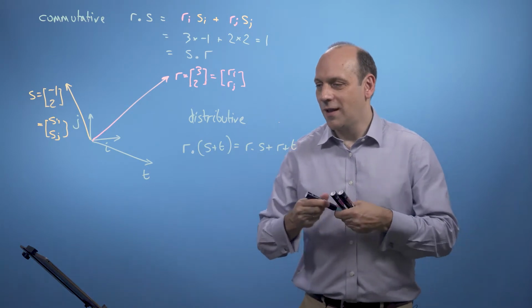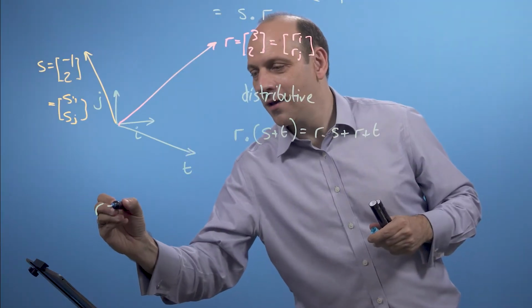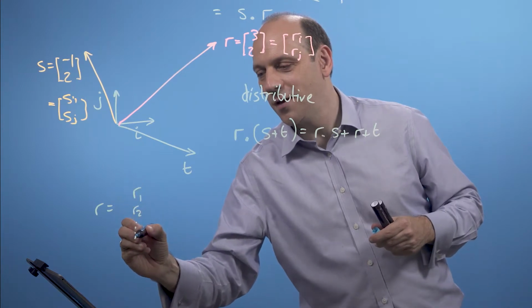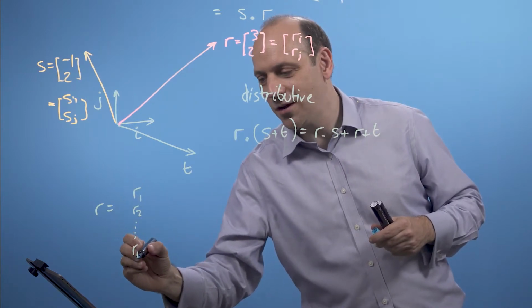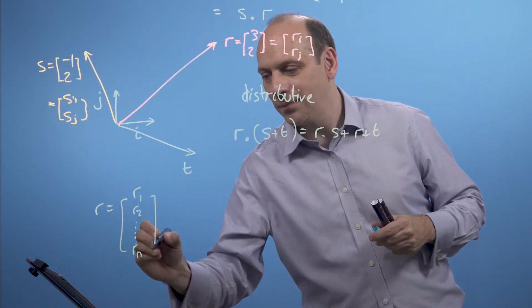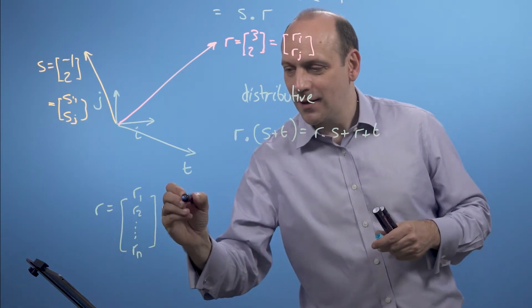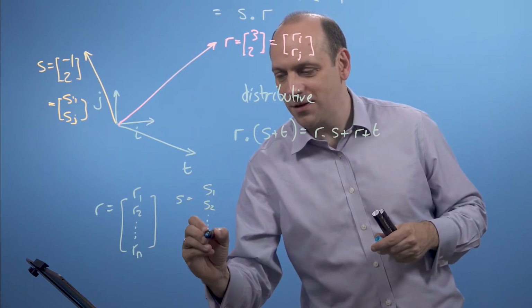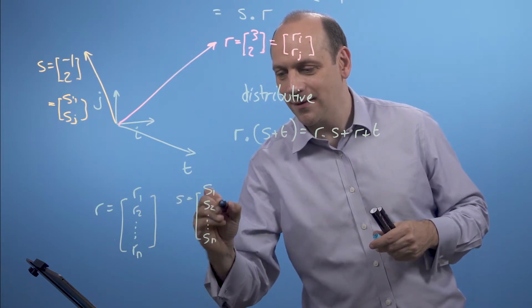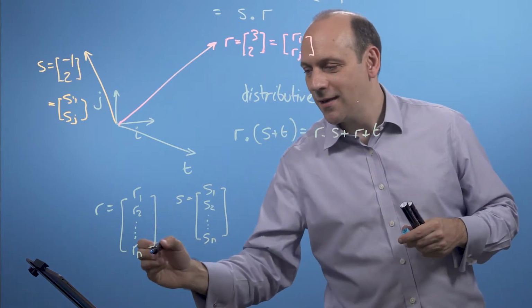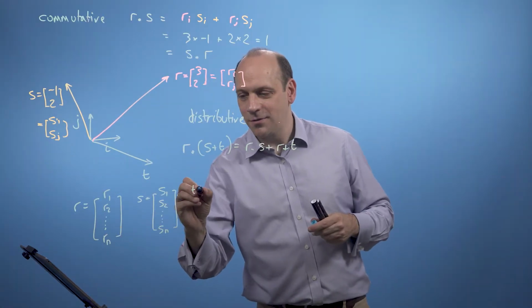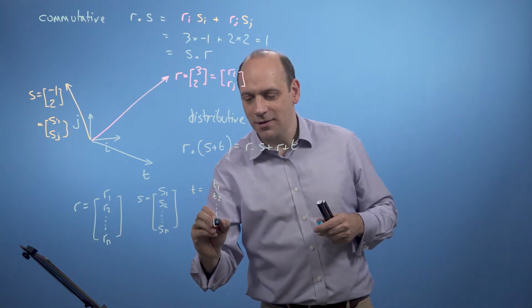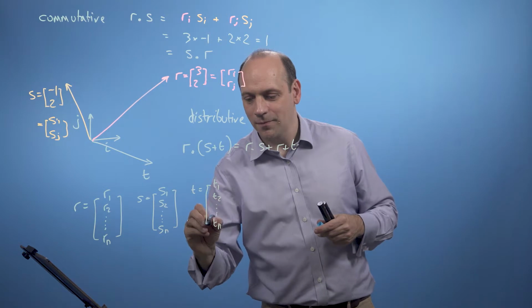So we'll have a vector r equal to components r1, r2, for i's and j's, all the way up to some dimension rn. And s is some other vector s1, s2, all the way up to sn. And t is another one, which is equal to t1, t2, all the way up to some component tn.